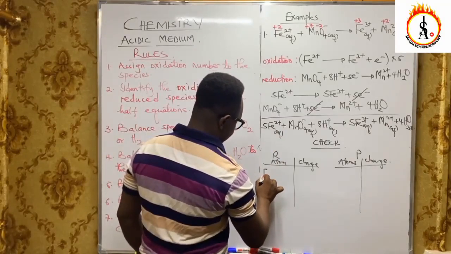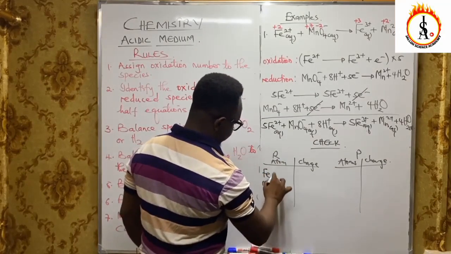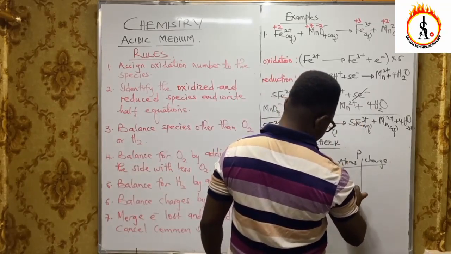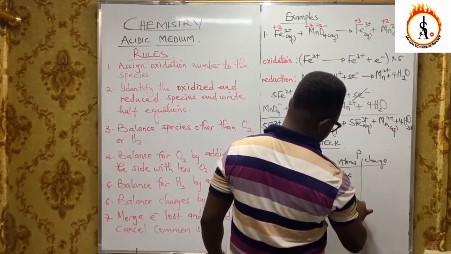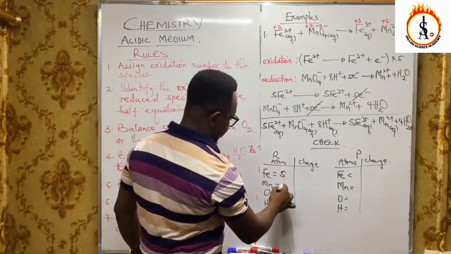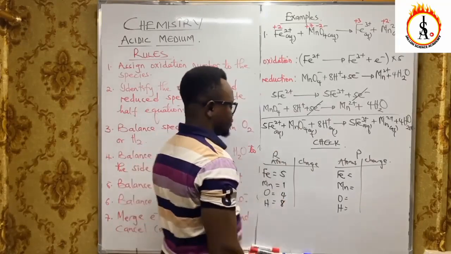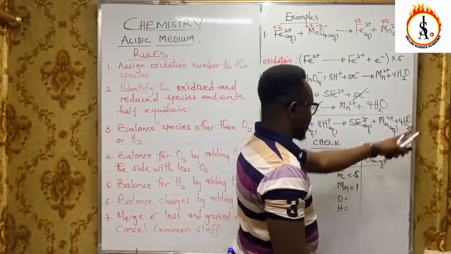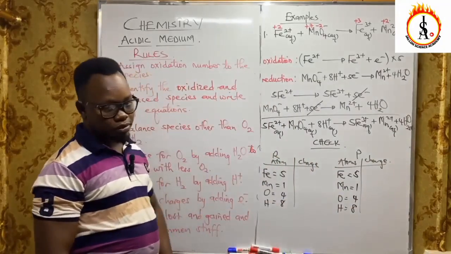So the atoms we have here, we have iron, we have manganese, we have oxygen, and we have hydrogen. Similarly, the atoms we have here, we have iron, we have manganese, we have oxygen, and we have hydrogen. So the number of irons we have here is 5, number of manganese we have here is 1, the number of oxygen we have here is 4, the number of hydrogen we have here is 8. The number of irons we have here is 5. The number of manganese we have here is 1. The number of oxygen we have is 4. And the number of hydrogen we have is 8. So you find out that the atoms are balanced.